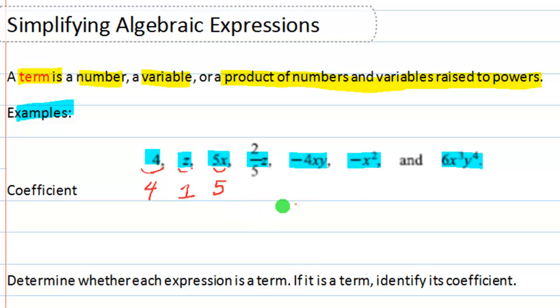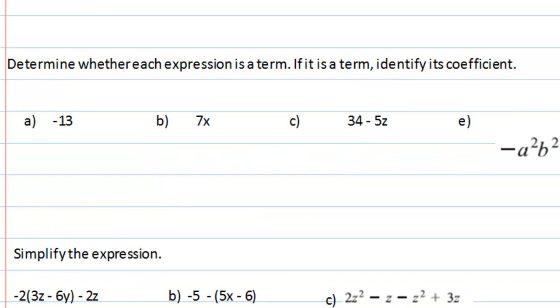For 5x, the number is 5, so that's the coefficient. For 2/5 z, the coefficient is the fraction 2/5. For negative 4xy, the coefficient is negative 4. See the number in front of all the variables. For negative x squared, that negative sign is really a negative 1, so that's the coefficient of that term. And for 6x cubed y to the 4th, 6 is our coefficient.